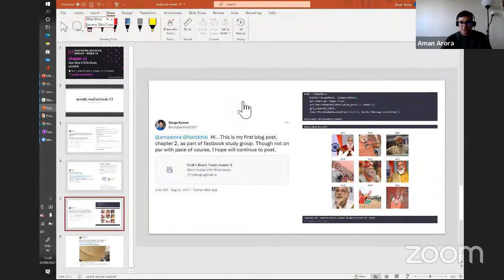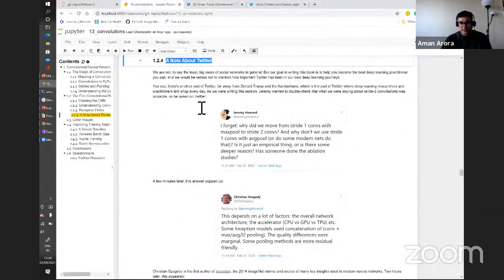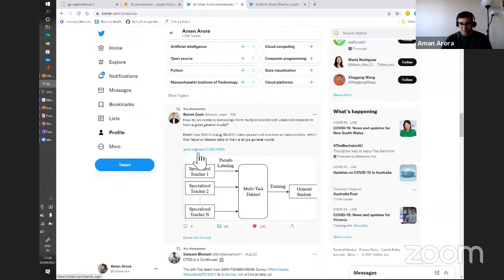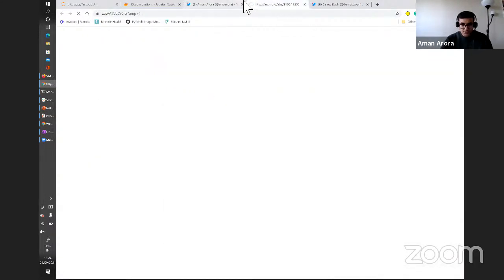When I was reading Fastbook the first time, I saw this section about Twitter, and I didn't know how active the machine learning community is on Twitter. I was so surprised to learn that, and now I'm using Twitter on a daily basis for at least a few minutes a day. You can see Barret Zoph is a senior research scientist at Google Brain, and he recently published a paper which is called, let me just double check what it is called.